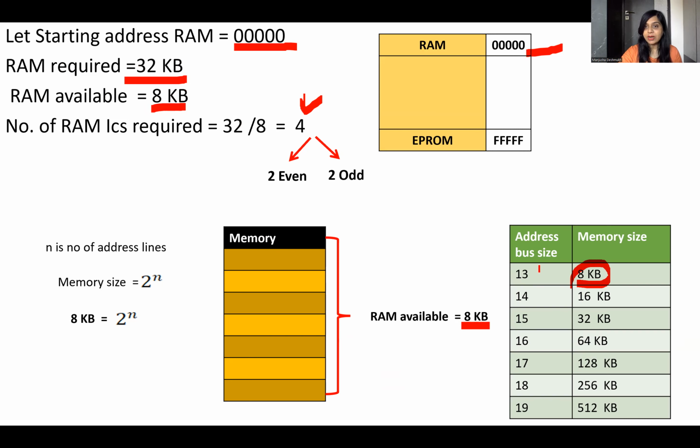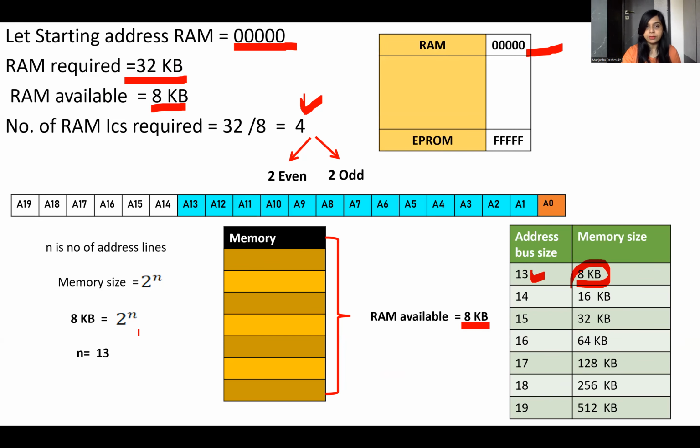So calculate the number of address bus lines required for the available memory. So 8 KB is equal to 2 raised to power n. So how many address lines are required? n is equal to 13. In 8086, the address bus size is 20, from A0 to A19. This is the address bus size of 8086. As I said earlier, A0 is used for selecting the even bank, so we will not use A0 in address mapping. Remember, in 8086 we don't use A0 for address mapping because A0 we use for selecting the even bank.